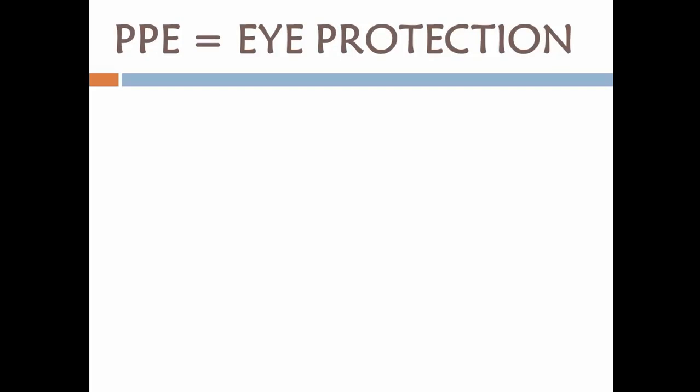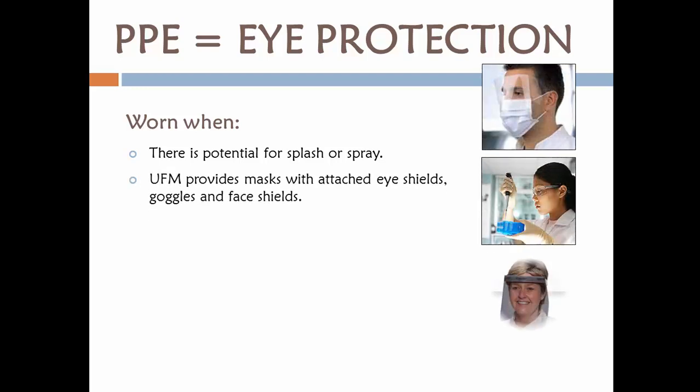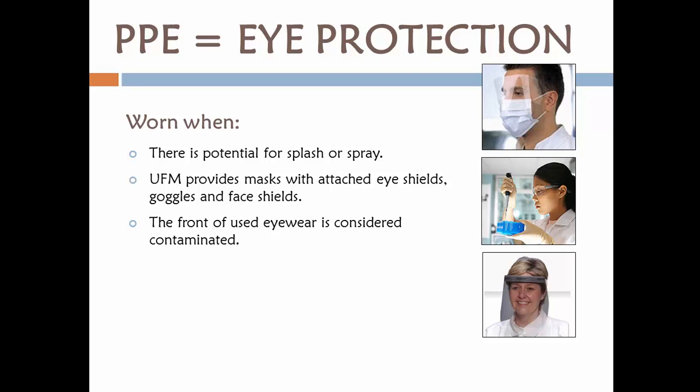Personal protective equipment includes protective eyewear. This is worn anytime there is potential for splash or spray of infectious material. United Family Medicine provides masks with attached eye shields, goggles, and face shields. The front of used eyewear, like masks, is considered contaminated. These also should be removed from the back. Reusable goggles should be decontaminated prior to reuse.